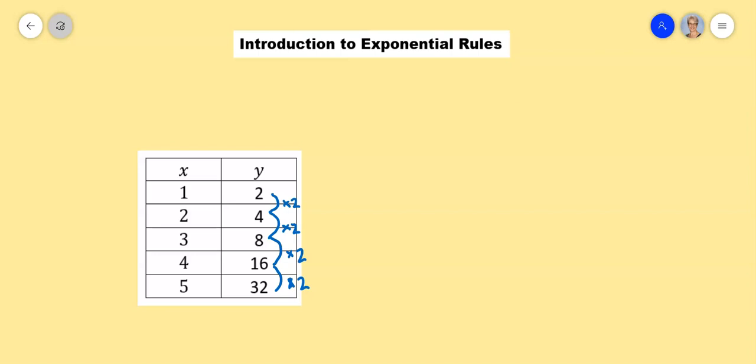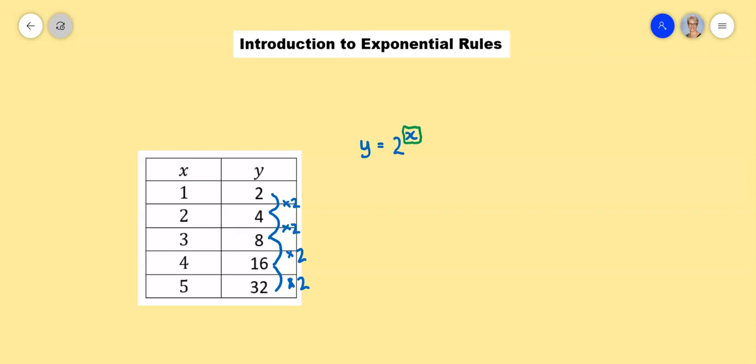This means that this rule is a special rule called an exponential rule. And we write the rule like this: y is equal to 2 to the power of x. In this rule, we can see our unknown variable x is actually a power. It's a power in this rule.